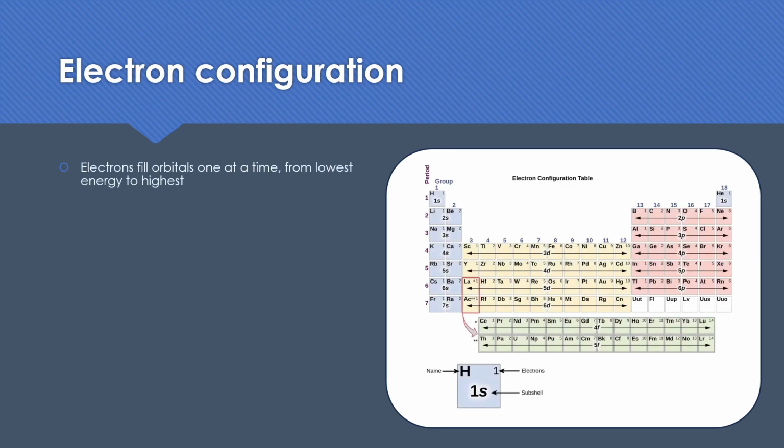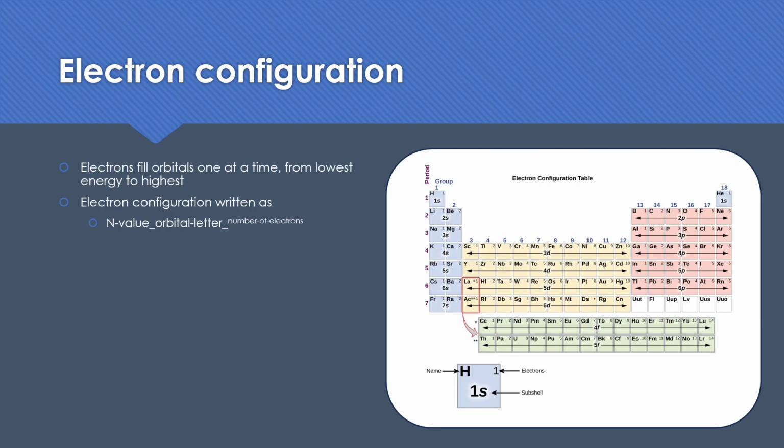All right, let's talk about electron configuration. Electron configuration is a way of writing out what electrons are present in an atom. Electrons will fill orbitals one at a time from the lowest energy to the highest energy. We'll talk about the exact rules that regulate that. The way you write out the electron configuration is the n value, the orbital letter, and a superscript of the number of electrons in all those orbitals.